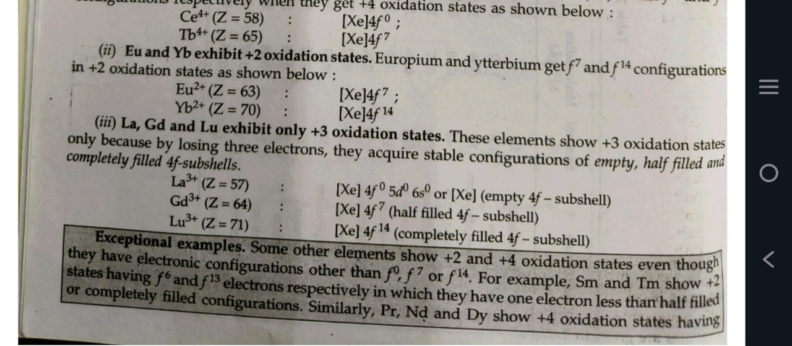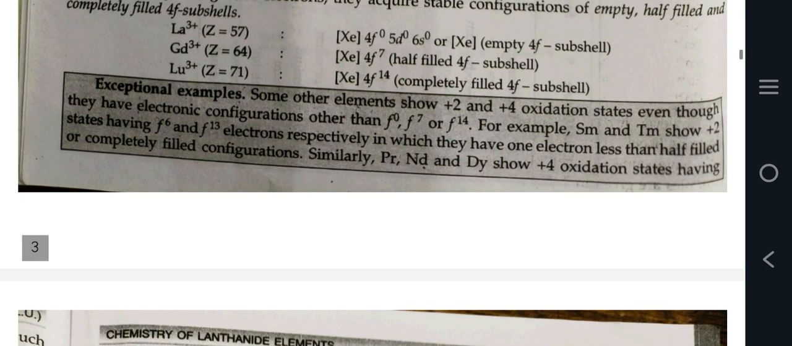These elements show +3 oxidation state only because, by losing 3 electrons, they acquire the stable configuration of empty, half-filled and completely filled 4f subshell respectively, as shown below. Exceptional examples.